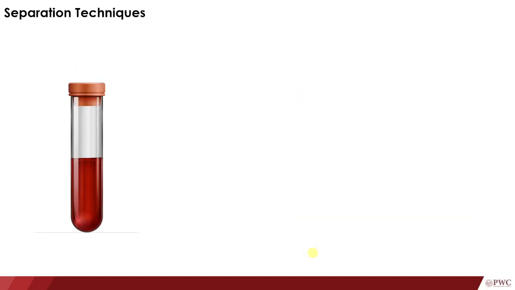Next, we have blood. How do we separate the components of blood? We can do a special process called centrifugation. Here we use a machine called a centrifuge. And to see how this works, let us watch this video.